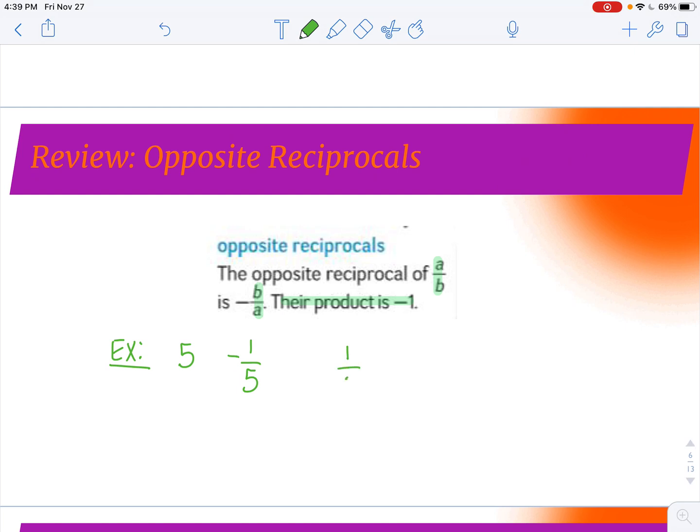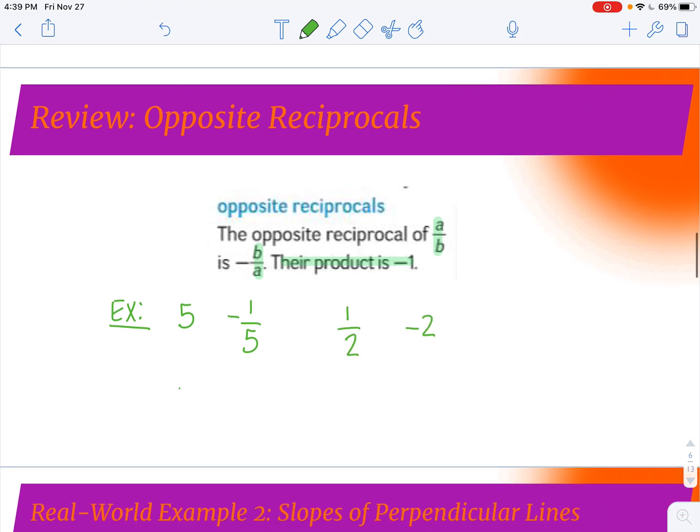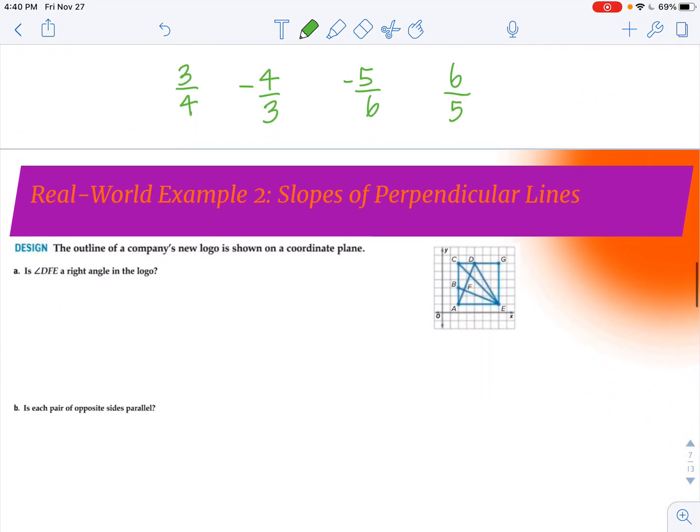You could have 1/2, and then you would have a -2. You could have 3/4, and then -4/3. You could have -5/6, and then +6/5. So you see that they are opposite and reciprocals. They have been flipped. So our real world example 2 is slopes of perpendicular lines.